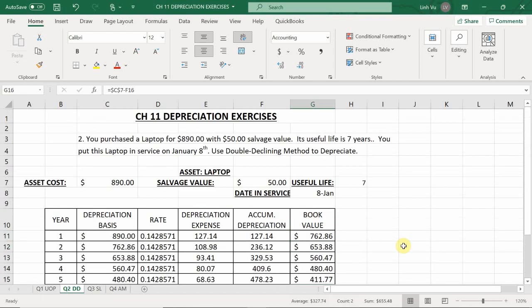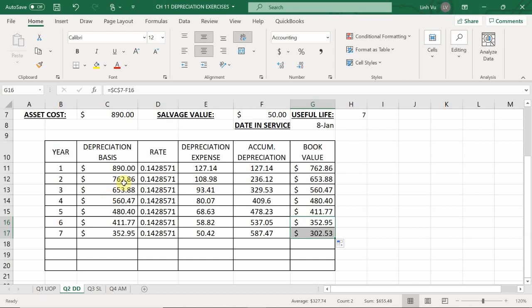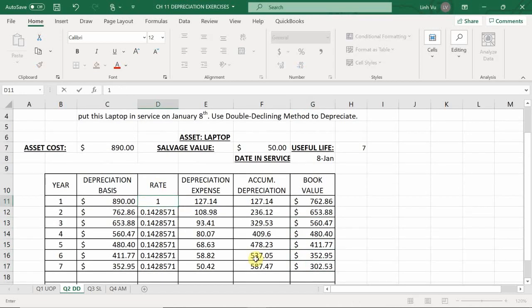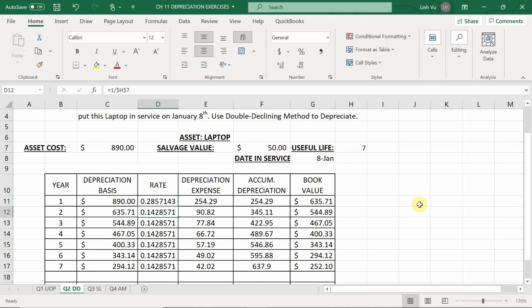I'm depreciating it. This is double declining, right? Okay. I get what I did wrong. I've been multiplying it only once. The rate here is actually going to be 1 divided by 7 times 2. Okay, so there you go. It's actually 28.57 instead of 14.